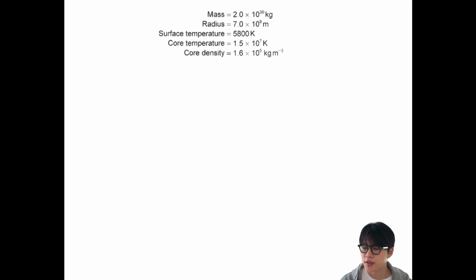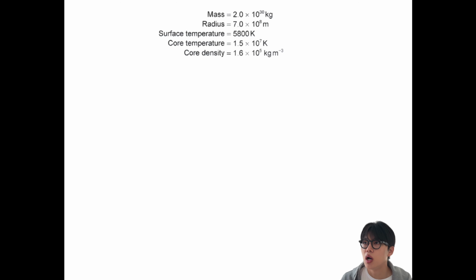Okay, let's move to question 7. So question 7, the following data is given: mass, radius, surface temperature, core temperature, and core density of the sun, right? They said when it enters the main sequence. Question A1 says: state and explain which of the above features makes nuclear fusion in the sun possible.